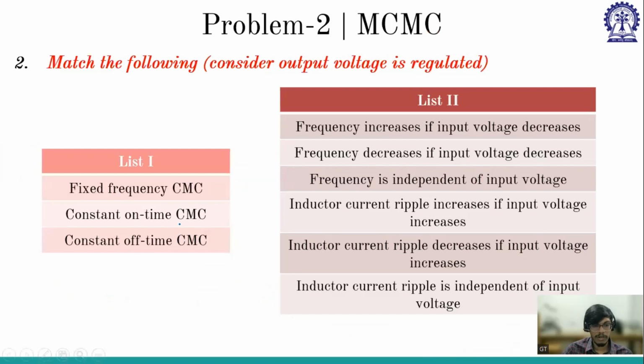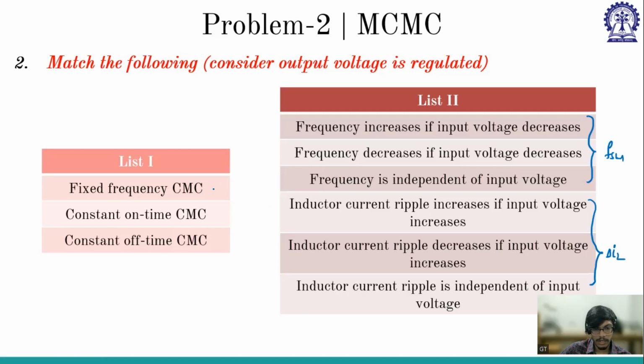So the next question I have is something like matching. Fixed frequency current mode control: whether frequency increases or decreases with the input voltage, or it is independent of input voltage. Just to summarize, these are switching frequency lines, and these are delta IL lines. Each one of them will be related to one of these three. So for fixed frequency, out of these three, which one is it related to? 1 or 2 or 3?